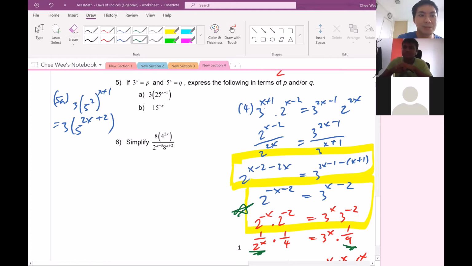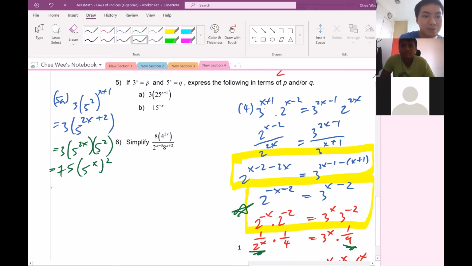Oh, okay. So this is just 3, 5 to the power of 2x times 5 squared. Yeah. Okay, and then 5 squared is just 25. 25 times 3 is 75 right away. Okay. Yeah. So 5 to the power of 2x, if you find it hard to put it in, is 5 to the power of x, squared now. Okay. Yeah. So this is 5 to the x, squared.